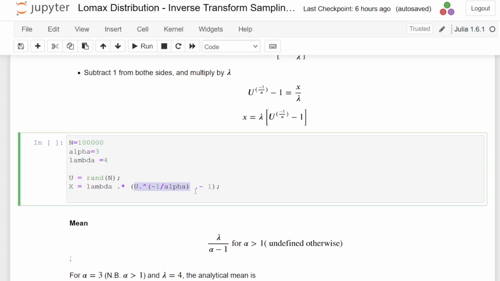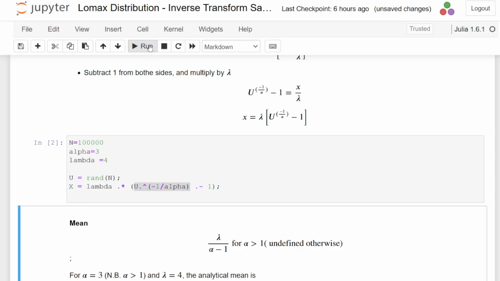Okay, and again the dot there, the dot minus 1, so 1 is subtracted from each of the resultant values. And then I post-multiply it by lambda. And that gives me my algorithm. So I've set alpha equal to 3 and lambda equal to 4. If I was to run that and get x, that's what we would get.